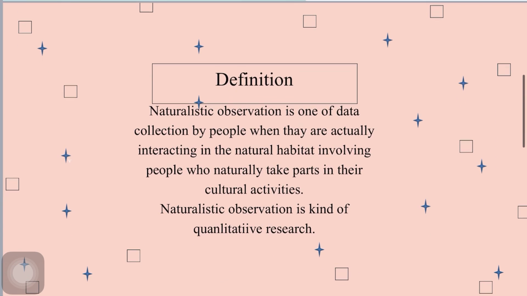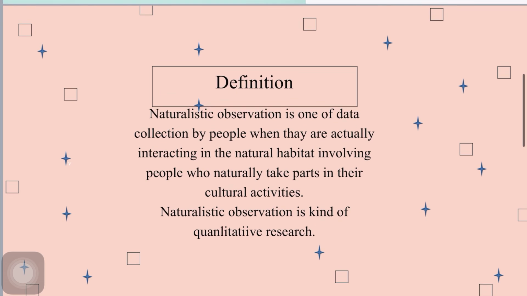The definition of naturalistic observation. Before we know about naturalistic observation, it is better to know the meaning of observation first. Observation is a generic term to refer to the process of data gathering. And naturalistic itself, based on the Cambridge Dictionary, means showing things as they really are, or similar to what exists in nature.